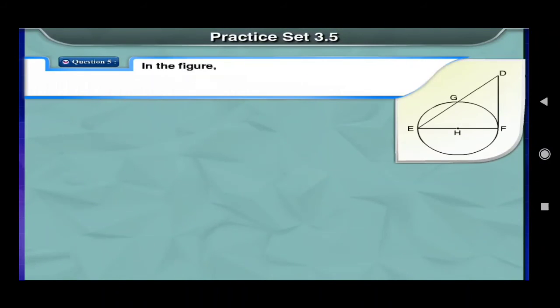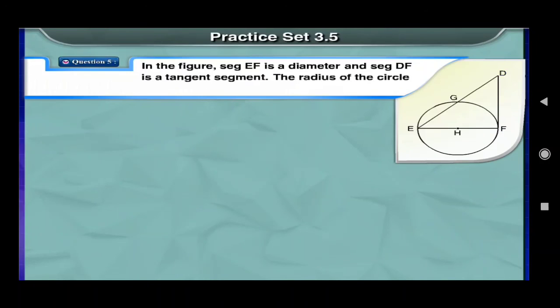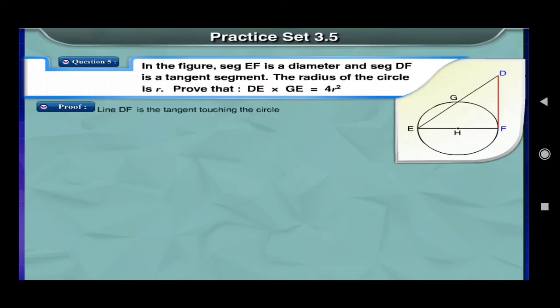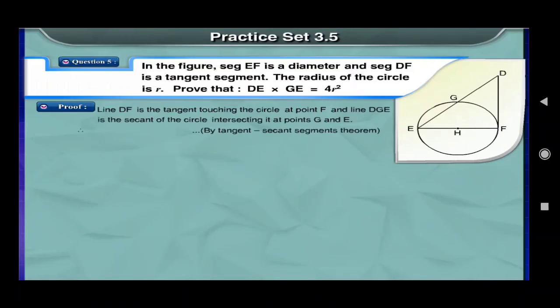Five. In the figure shown here, segment EF is a diameter and segment DF is a tangent segment. The radius of the circle is R. Prove that DE into GE is equal to 4R square. The proof. Line DF is the tangent touching the circle at point F, and line DGE is the secant of the circle intersecting it at points G and E. Therefore, by tangent secant segments theorem, DF square is equal to DE into DG. Let this be statement 1.